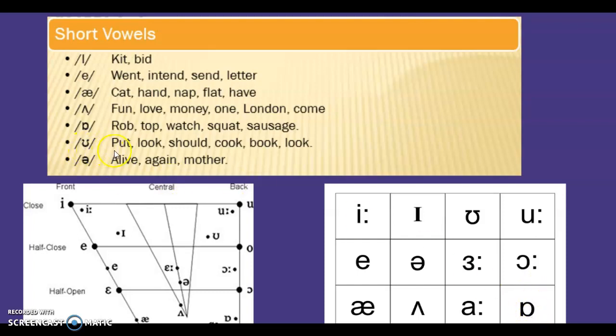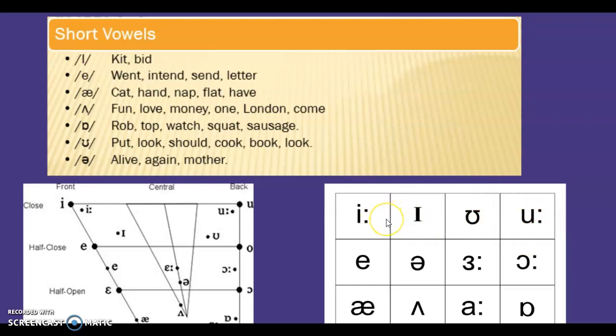Ooh, ooh. Put, look, should, cook, book, look. Ooh. Put, look, should, cook, book, look. Ooh, ooh. If you notice this sound, it's a little bit to the back, just not completely at the back, but it's a central one. If you produce this one and this one in their contrast, you will see ooh, ooh. You see that here your tongue is at the back, but here your tongue is more at the back. The same happens with this one.